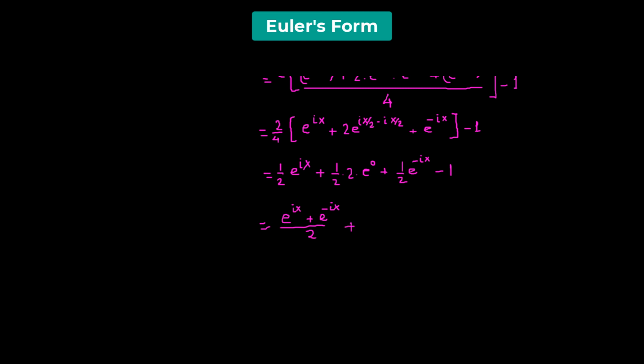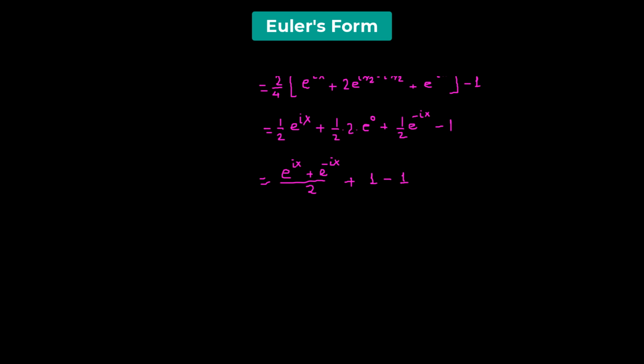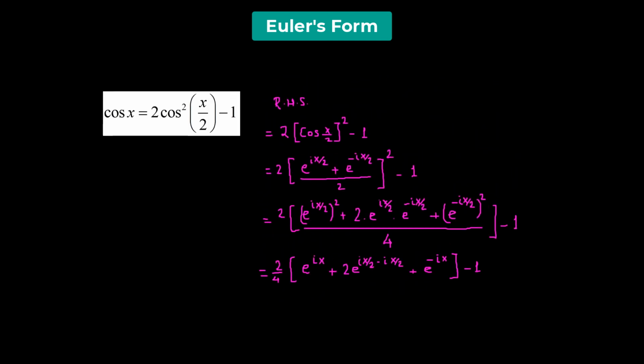The second term will be half multiplied to 2 is 1, and e raised to the power of 0 is also 1, and we have a negative 1. So 1 and negative 1 get cancelled, leaving us with the Euler form of the cosine function. So this proves the given identity that cosine of x is equal to 2 times cosine squared x over 2 minus 1.